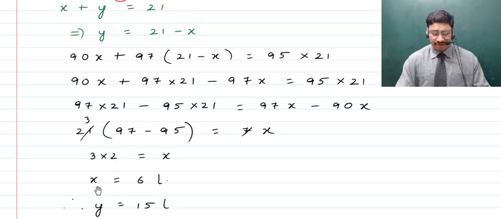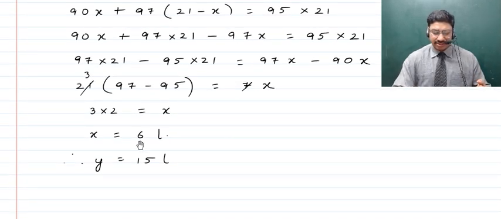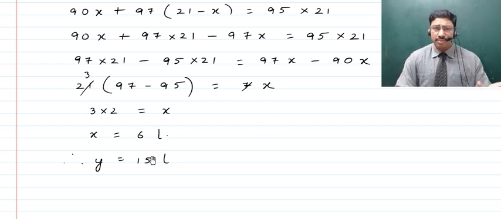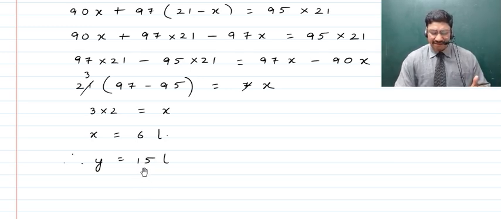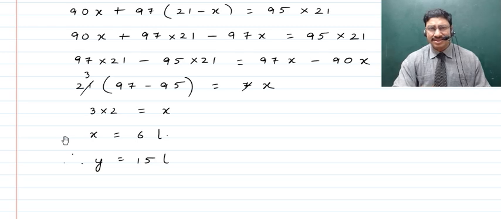As such, x will become equal to 6 liters, because here x was the amount of the 90% solution, and as it was in liters, our final answer will also be in liters. Now when we talk about the other 97% solution, it is going to be 21 when 6 is subtracted. So 21 minus 6 will make it 15, and thus 15 liters is the amount of the 97% solution. So is everybody clear about this?